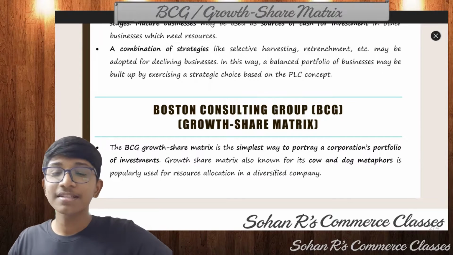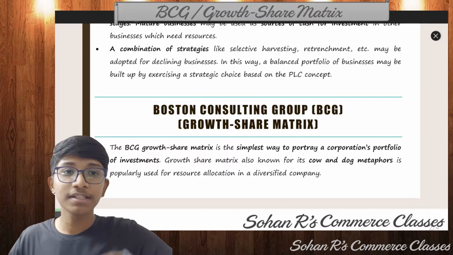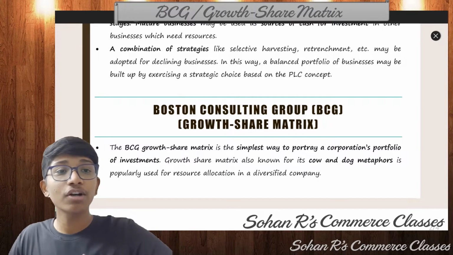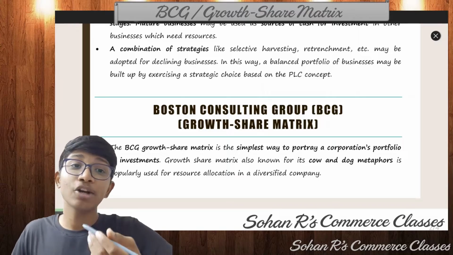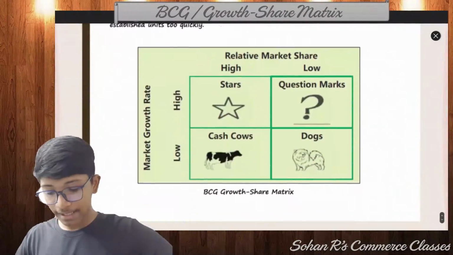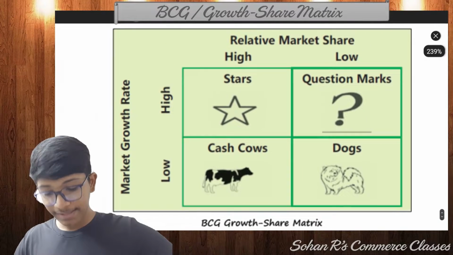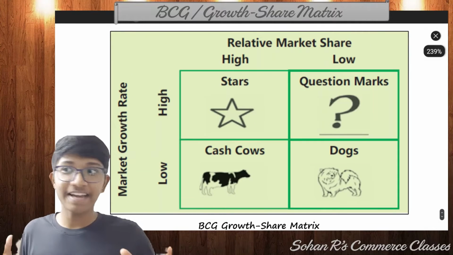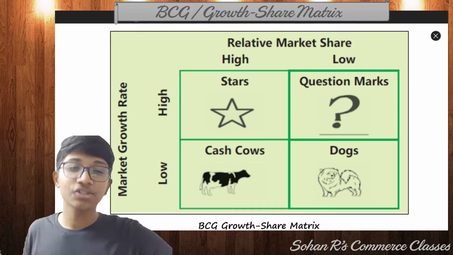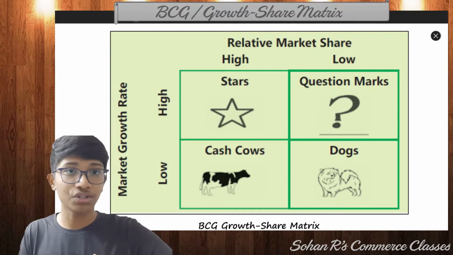So Boston Consulting Group is the name of the consultancy company that actually made this matrix. In short, we can call it the BCG matrix, and it can also be called the growth share matrix. So the matrix is like this. This is the actual matrix that they have prepared. You can see there's an X axis and a Y axis. You can also call them the vertical axis and the horizontal axis.